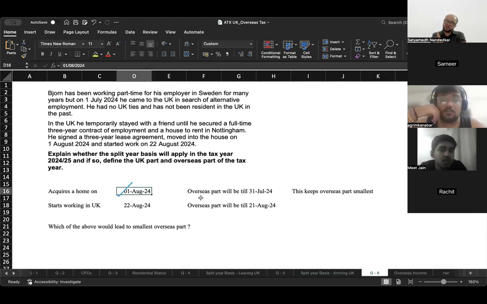सी यहाँ पे ओवरसीज, if the UK part is starting from 1st of August, तो ओवरसीज पार्ट रहेगा till 31st of July. If you start the UK part from 22nd of August, then overseas part will be till 21st of August. Whenever you are deciding which one to be chosen, always keep in mind that the overseas part has to be kept the smallest. Overseas part को आपसे सबसे कम रखना है. So which is why the UK part will start from 1st of August in this case. ठीक है.